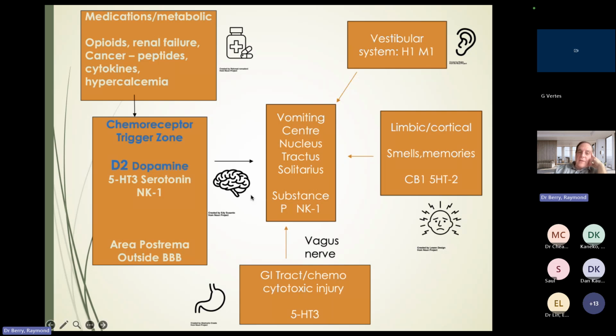Start in the very center of the diagram. This is often called the vomiting center. It's in the brain stem. Its actual name is the nucleus tractus solitarius, NTS.